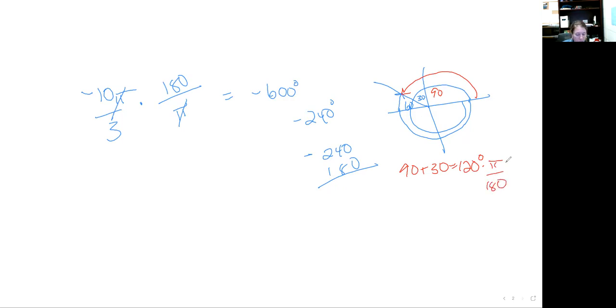And 120 over 180 is going to be 2 over 3 pi. Okay, so I think some of you are just looking at this with the radian measure and you're getting confused because you're not as confident with radians. And like I said, what I would just do is change it to a degree, draw the angle, and then change it back to a radian measure if that helps you.